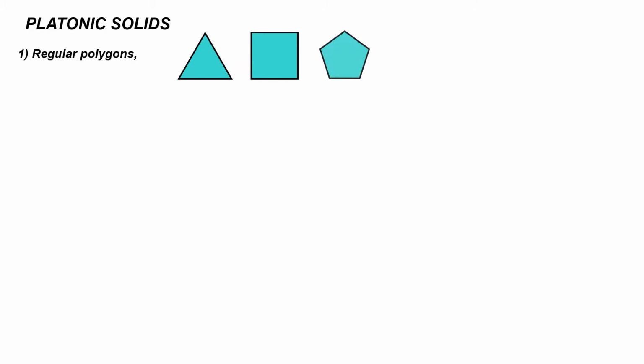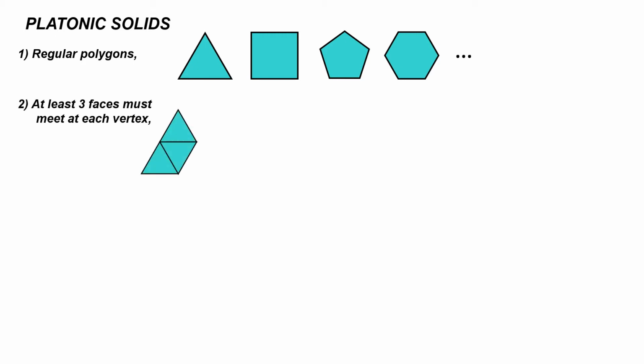The simplest way is starting with regular polygons, an equilateral triangle, a square, a pentagon, a hexagon, and so on. The second rule is that at least 3 faces must meet at a vertex. So let's join 3 triangles at a vertex. Let us define the terminology here. We will call each polygon a face, each of the boundaries edge, and each of the corners vertex.